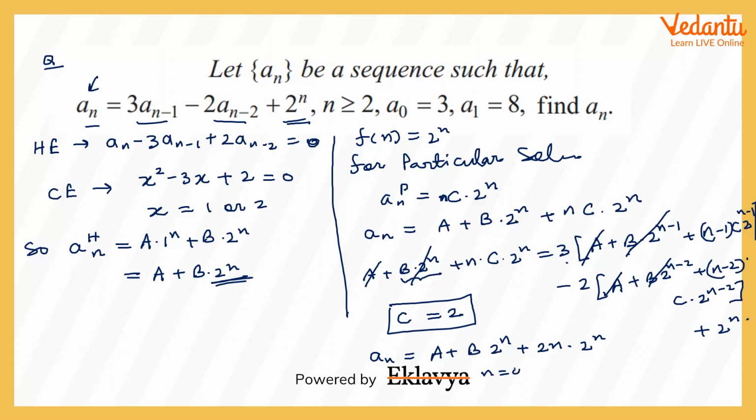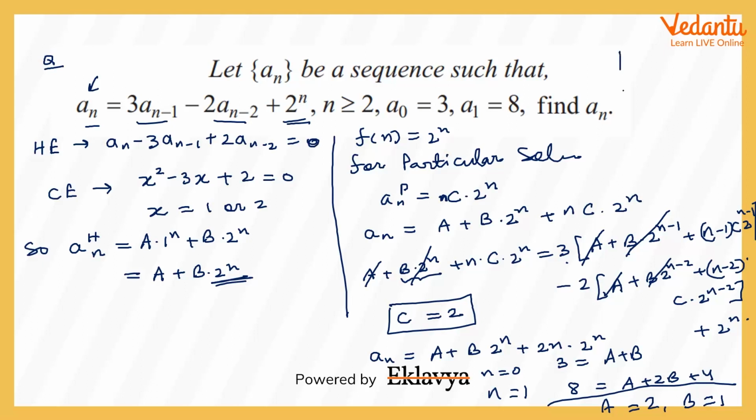Putting n equal to 0, putting n equal to 1, we will get two linear equations, which will be 3 is equal to a plus b and 8 is equal to a plus 2b plus 4. So solving this, we'll get a is equal to 2 and b is equal to 1. It can be checked. Yeah, 2 plus 1 is 3 and 1 plus a is 2, 2 plus 2, 4 plus 4, 8.